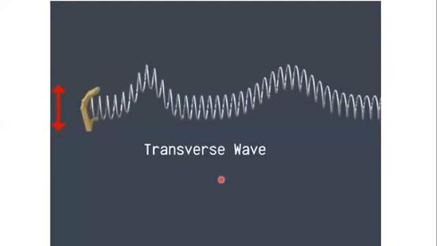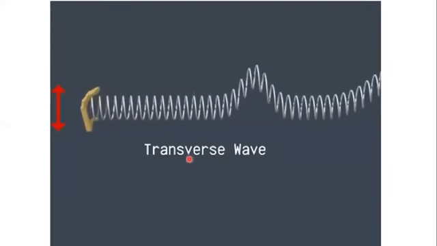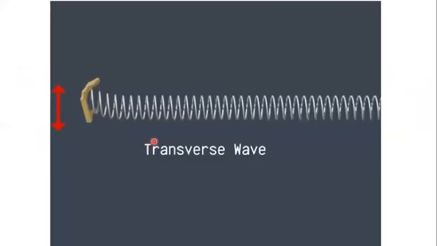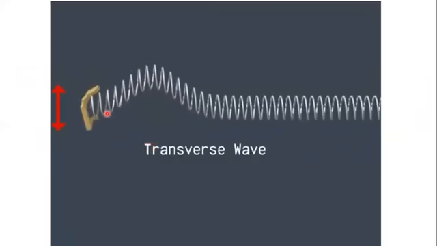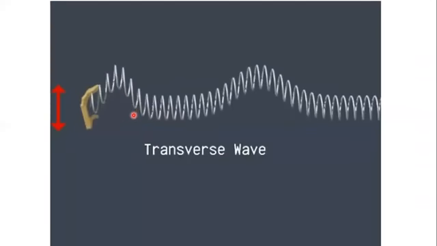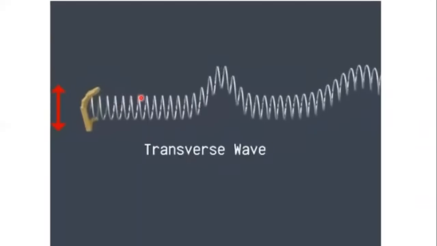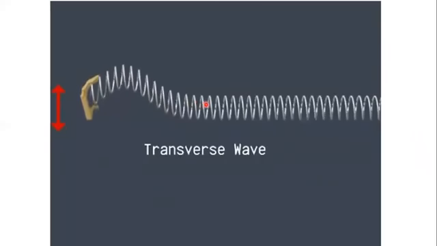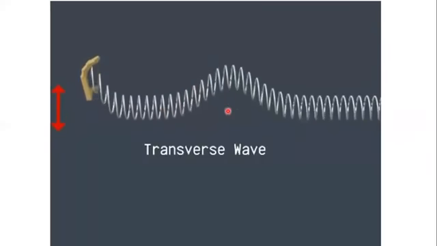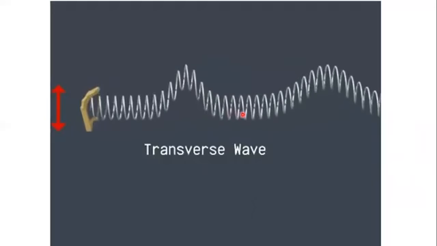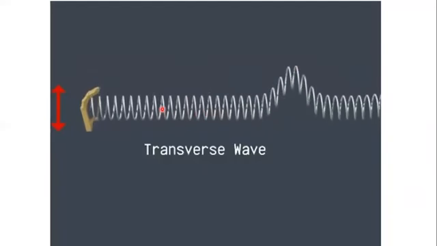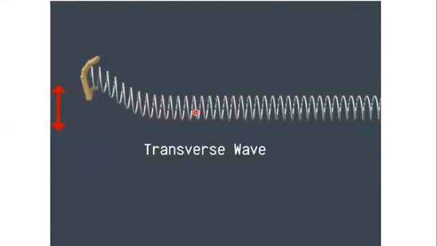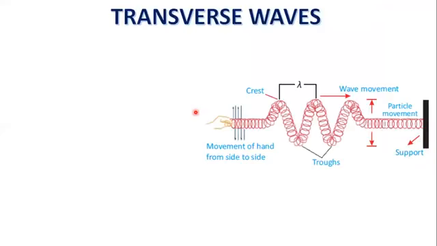Transverse waves. We can produce a transverse wave with the help of a slinky. Stretch out a slinky and move it up and down quickly. A wave in the form of alternate crest and trough will start traveling. Crest is the highest point while trough is the lowest point.